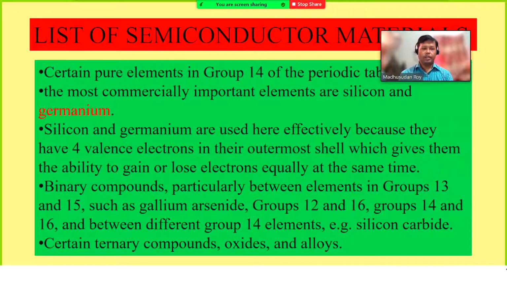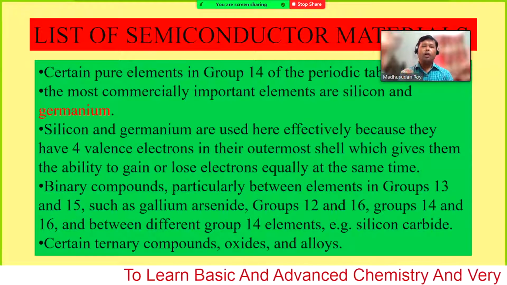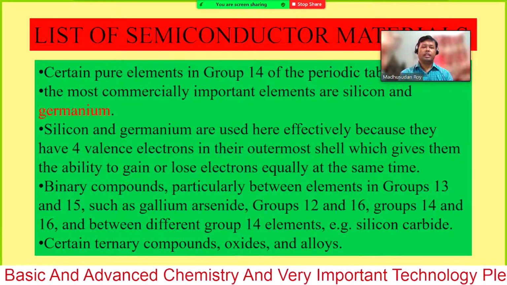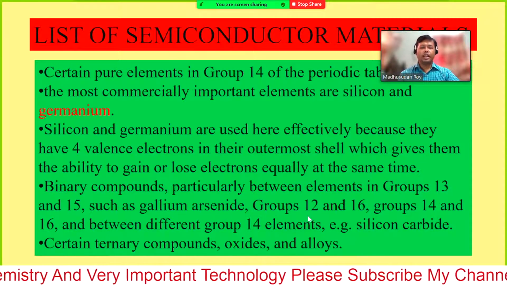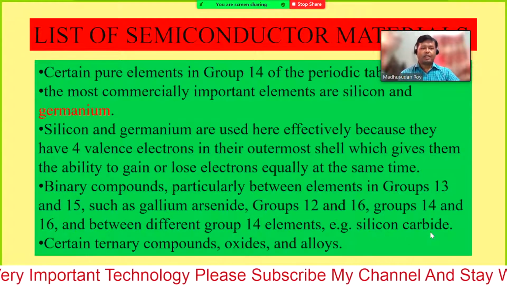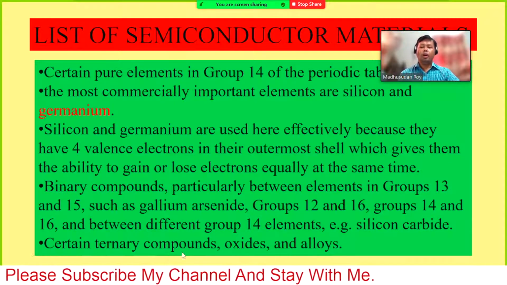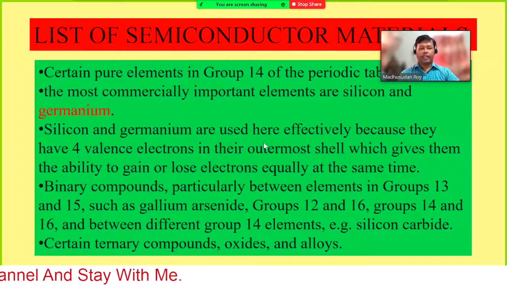Therefore, sometimes you can have semiconductor materials that are either elemental, that means pure silicon or pure germanium, or binary compounds. Here we have given some examples, that are gallium arsenide or silicon carbide. These types of compounds can be semiconductors, or sometimes ternary compounds, some oxides or alloys, can be considered as semiconductors.